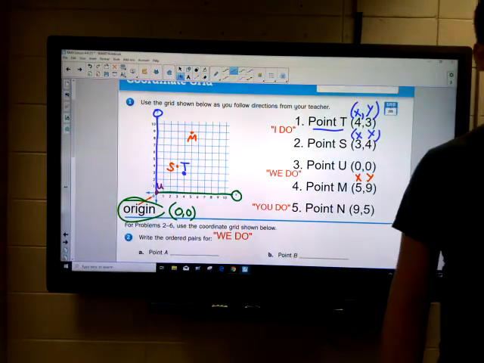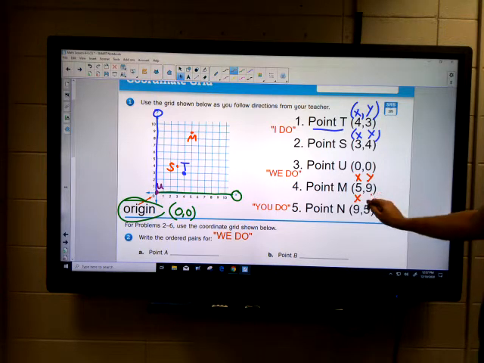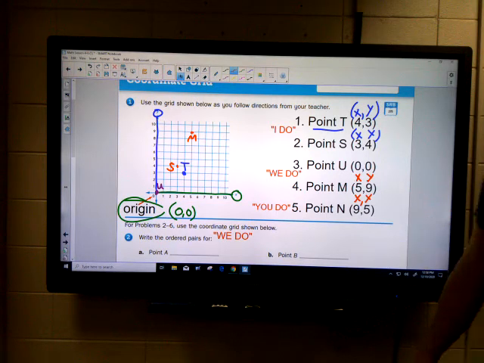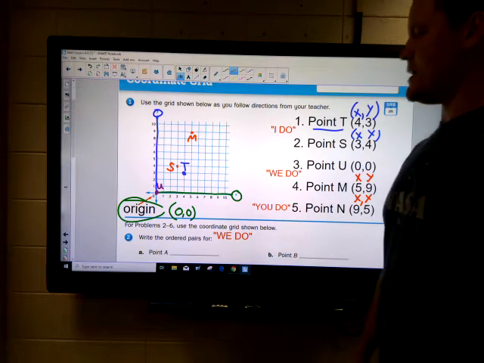I want you guys to go ahead and plot the point for number 5, point N, and that is at 9, 5. 9, 5. Plot that point for me, and plot it as point N.